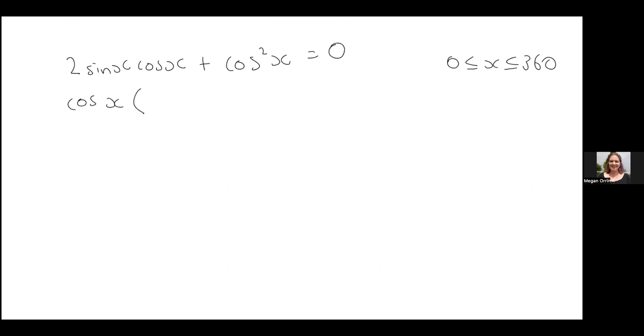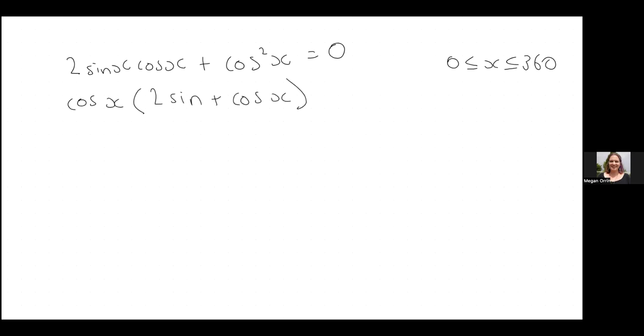So I've got 2 sine x cosine x plus cosine squared x equals 0. And again, I'm looking for values between 0 and 360. So what should I do first here? Yeah, let's take out common factors. If you ever see a common factor, it's a good place to start. So let's take out cosine of x, which leaves me with 2 sine x plus another one here equals 0.